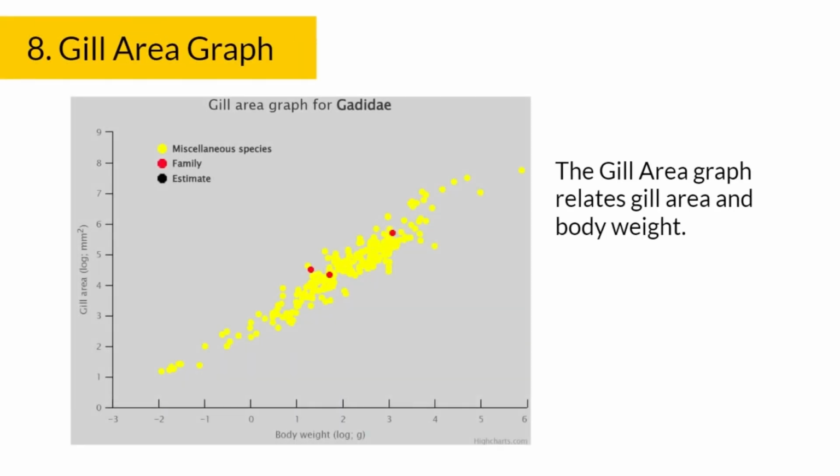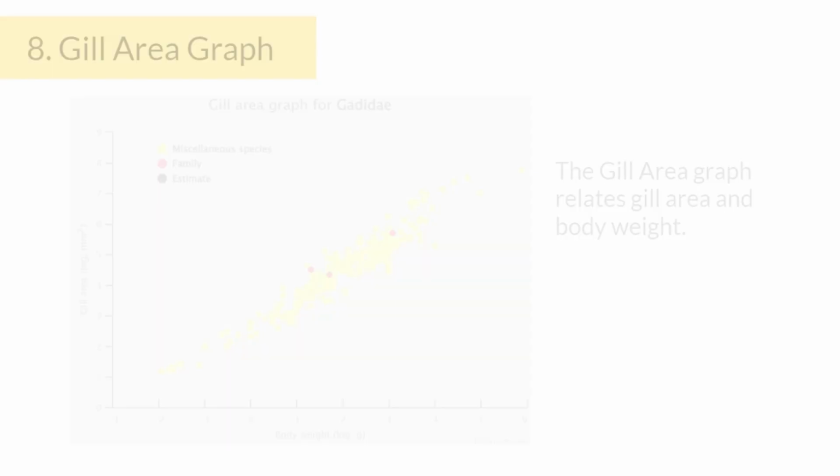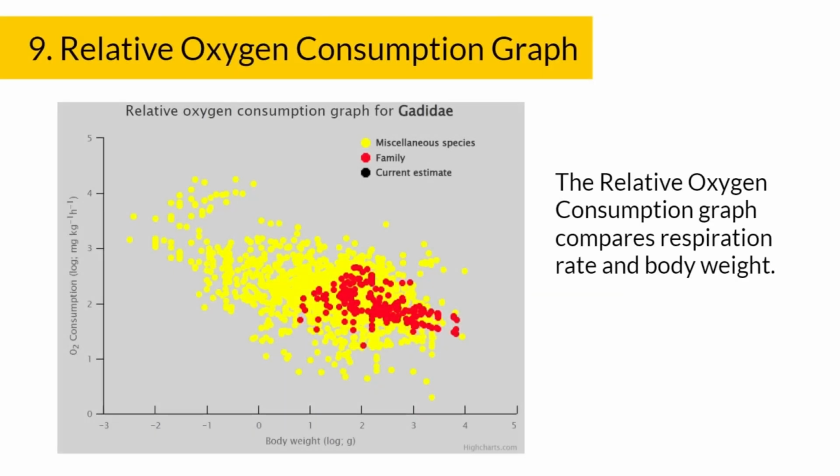The gill area graph relates gill area and body weight. Hypotheses on fish growth can be tested using gill area. Gill area measurements are of practical use in pollution and ecotoxicological studies. Lastly, the relative oxygen consumption graph compares respiration rate and body weight, one of the factors affecting metabolic rate. It is useful in comparative physiology and in solving problems in rearing or transporting live fish.